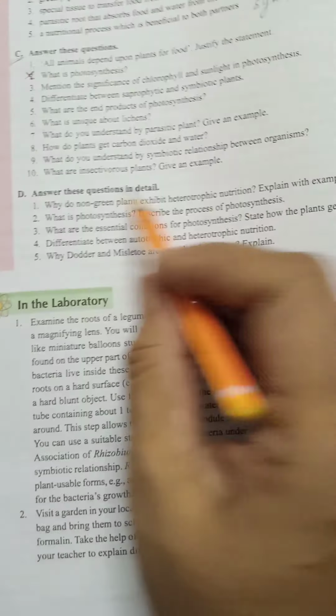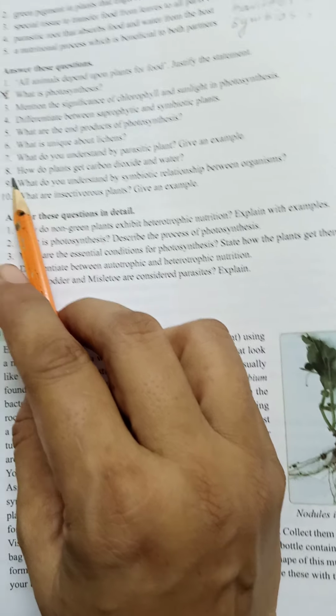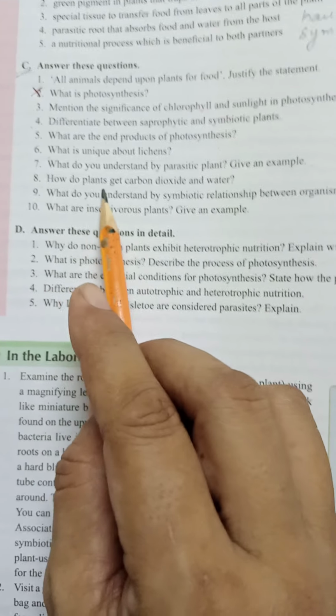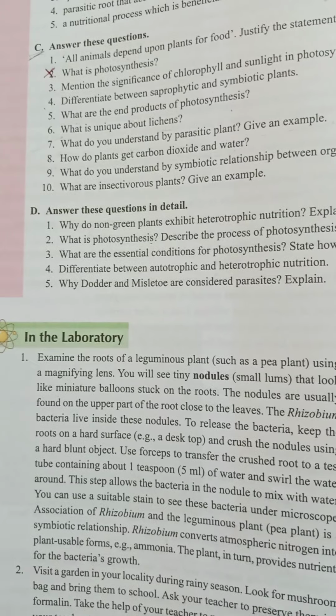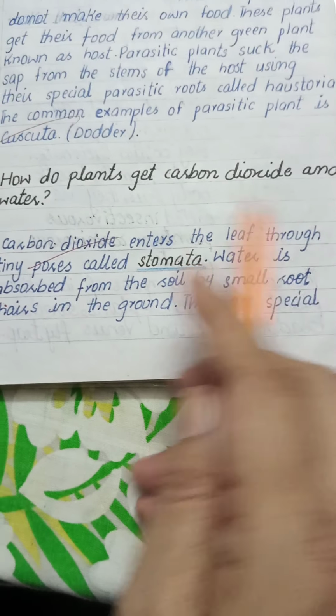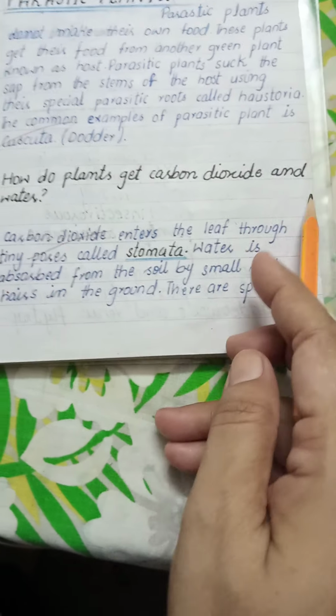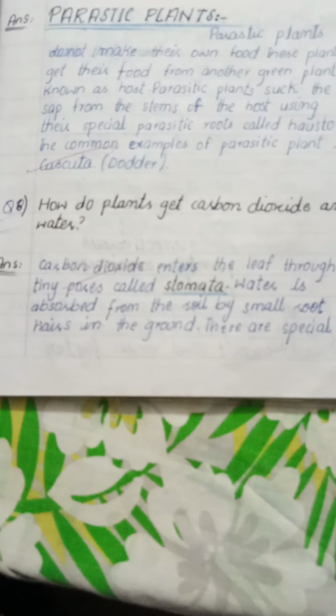Okay students, now come to the next question. Question number 8 is, how do plants get carbon dioxide and water? You will write the question with black pointer. How do plants get carbon dioxide and water? Answer.